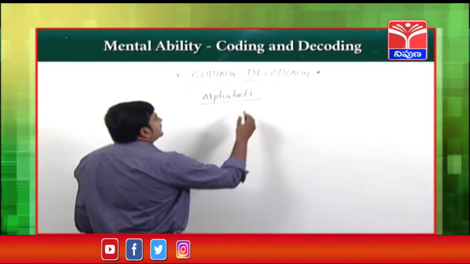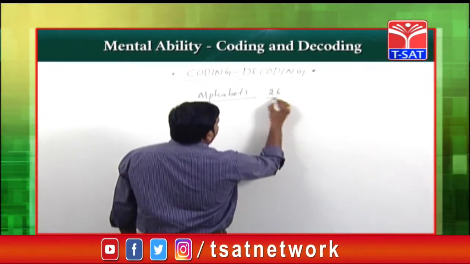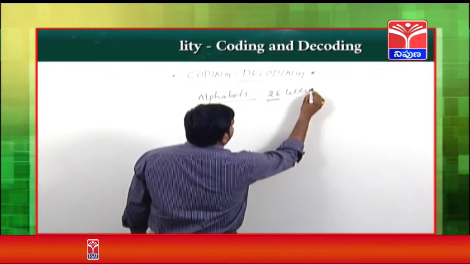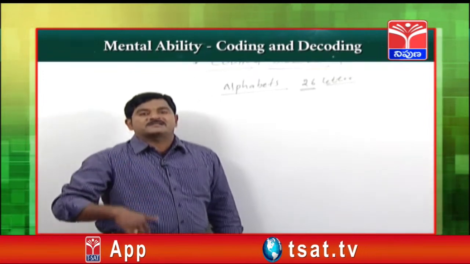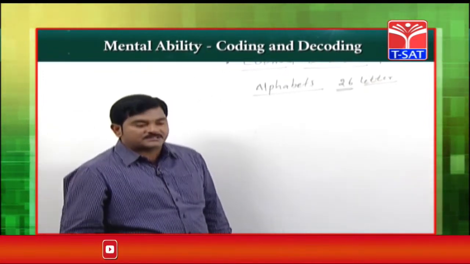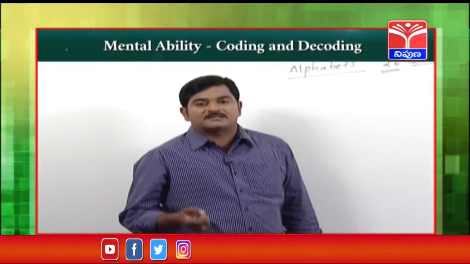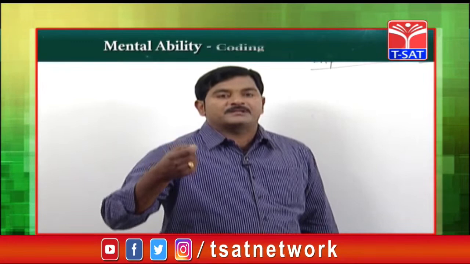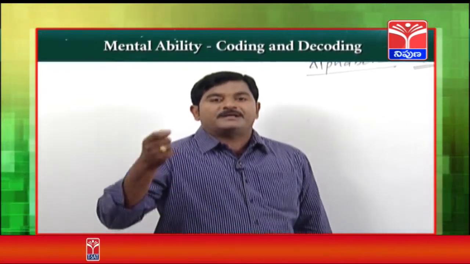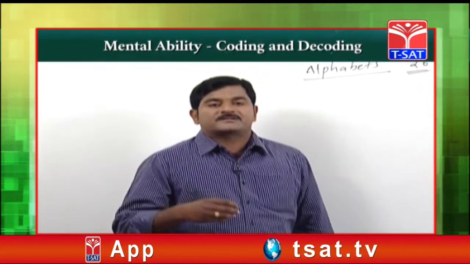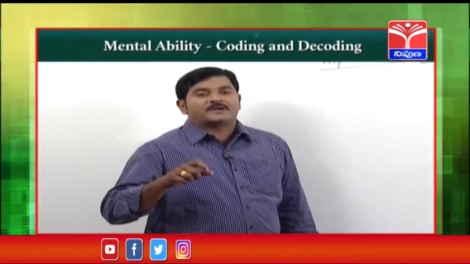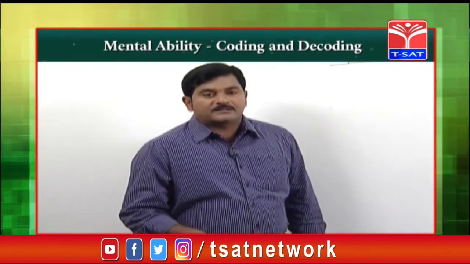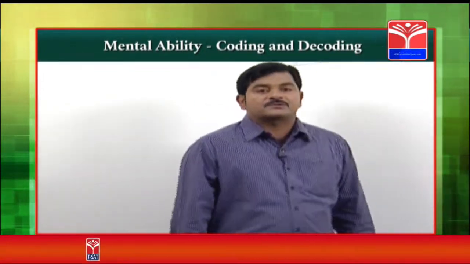We know that English alphabets have how many letters? There are 26 letters in English alphabets. Everybody knows these alphabets from A to Z, so knowing alphabets is not essential here. What you need to learn here is the numbers. A means 1, B means 2, C means 3, D means 4, and so on. X means 24, Y means 25, Z means 26. Like this, you should know the numbers. For the corresponding number, you should know the letter. Then only can you solve any type of question very easily.